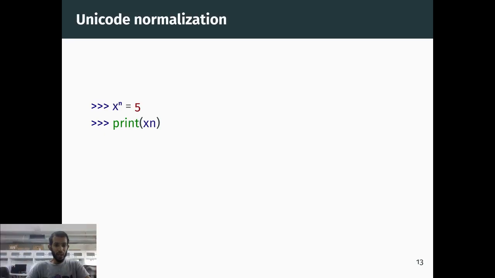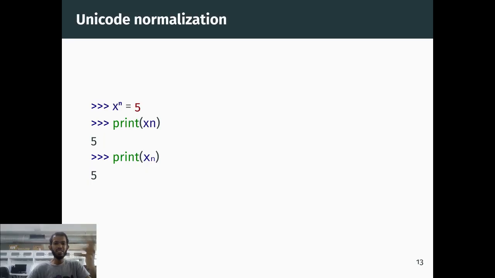So what could the output be? It might be an error, I guess, but it isn't. It's the value of x raised to n itself, which is 5. So why is this happening? It seems that xn somehow got the value of x raised to n. That's because xn and x raised to n are one and the same as far as Python is concerned, as is x subscript n. This is because Python does a Unicode normalization and converts the identifiers to a normal form while they are being parsed.